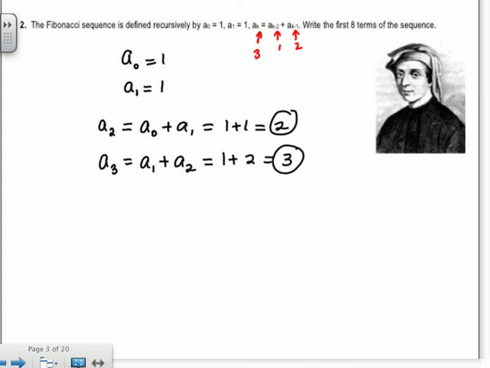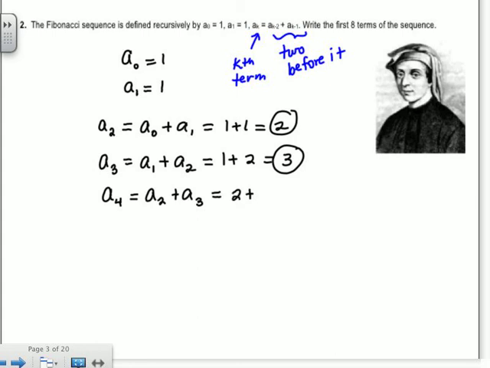Do we think a4 is going to be 4? No? Can you guys tell what a4 is going to be? Yep, so it's the sum of the two things directly before it. So maybe write yourself that note. This one's the kth term. The other two are the two directly before it. So subtracting 1 and then subtracting 1 more. Okay, so when I do that, a2 is 2, a3 is 3. Add them together, I get 5.